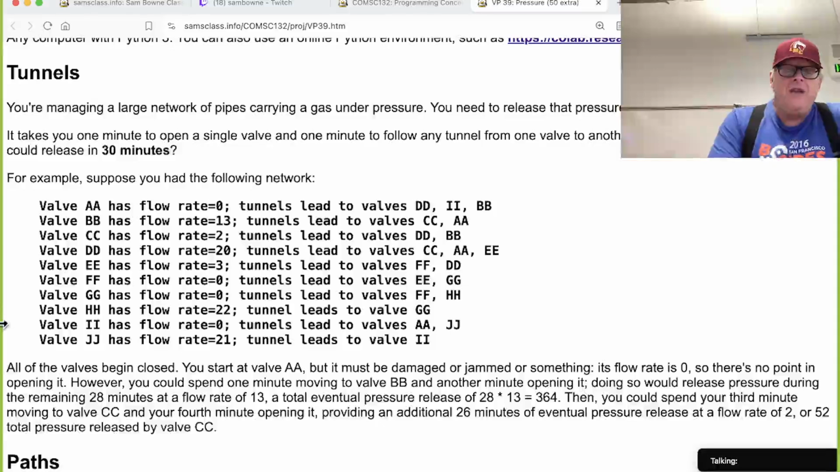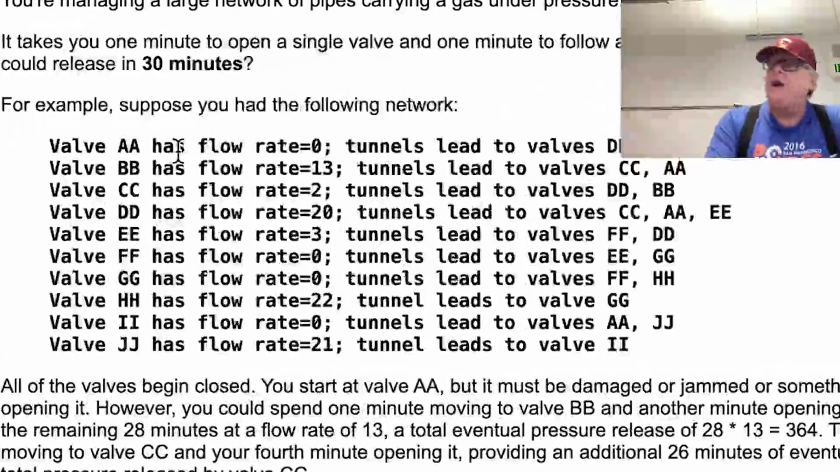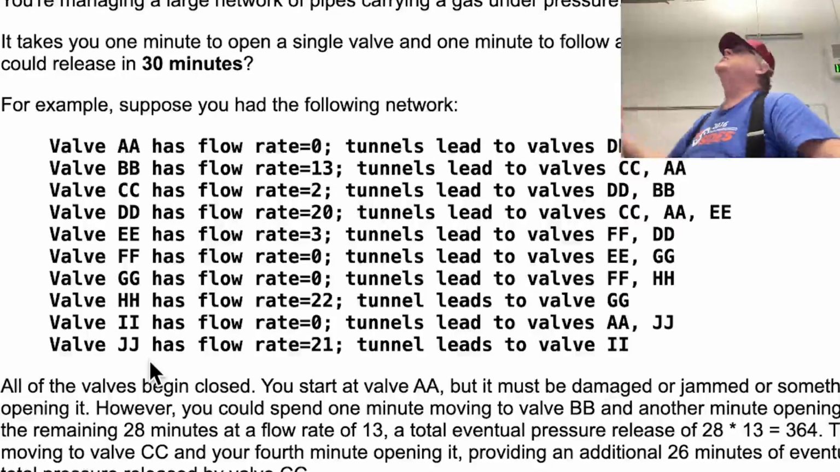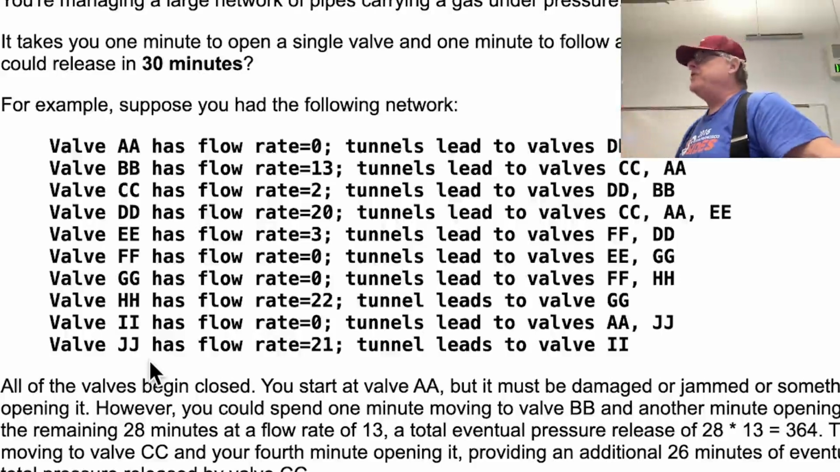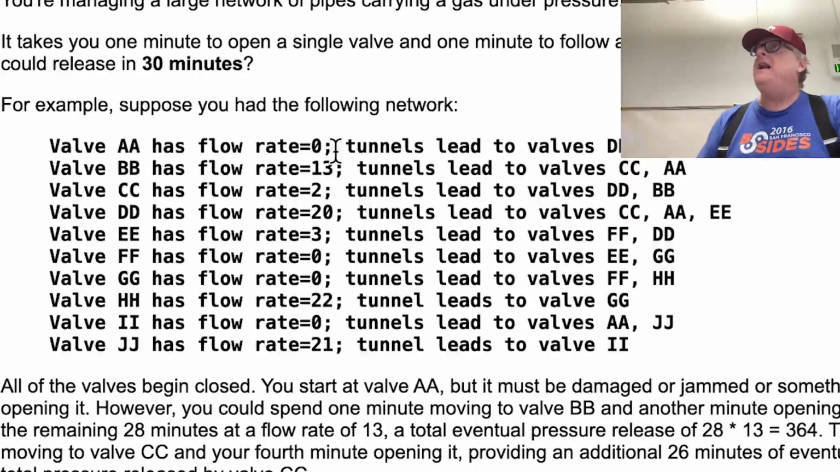So here's the kind of data you have to start with. You have a series of caves, and the caves are connected by tunnels, and there's a high pressure system in here. The pressure is getting too high, and you want to release it by opening valves. You have valves labeled AA through JJ, and each valve has a flow rate. All the valves start closed, it takes you 1 minute to open a valve, and it takes you 1 minute to go through a tunnel. And you only have 30 minutes, and you want to release the maximum pressure by the end of 30 minutes.